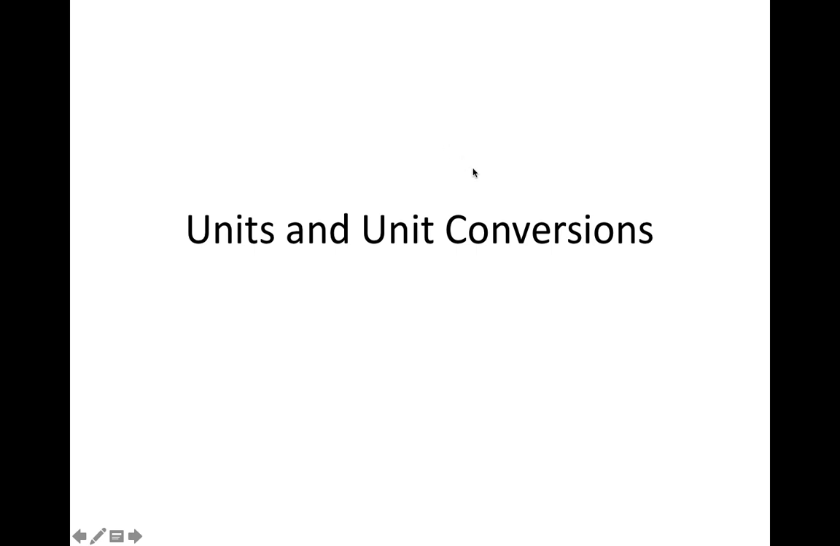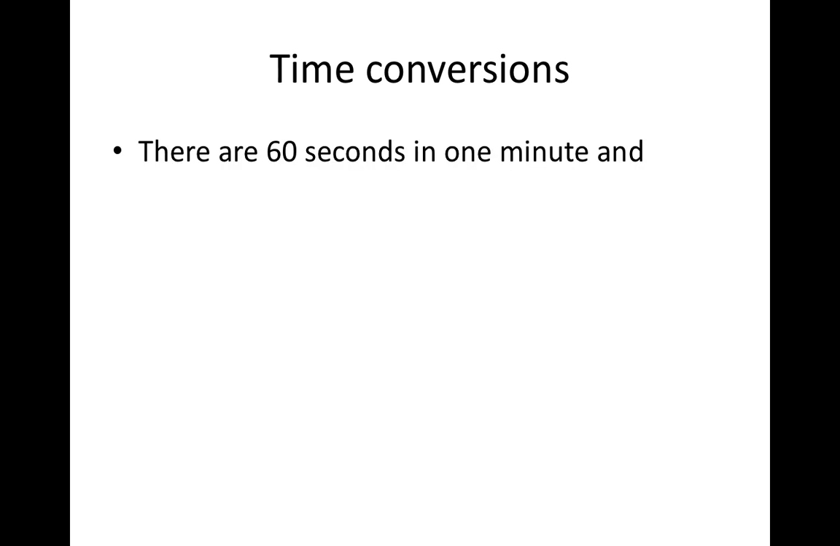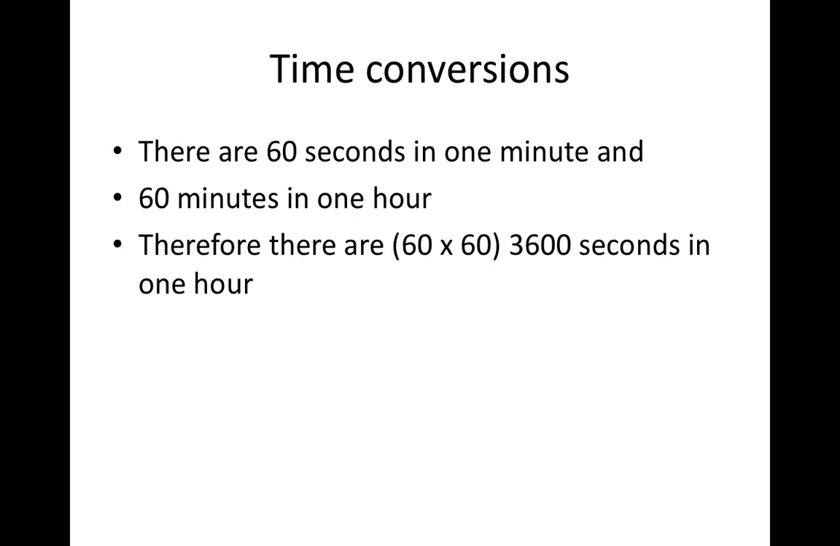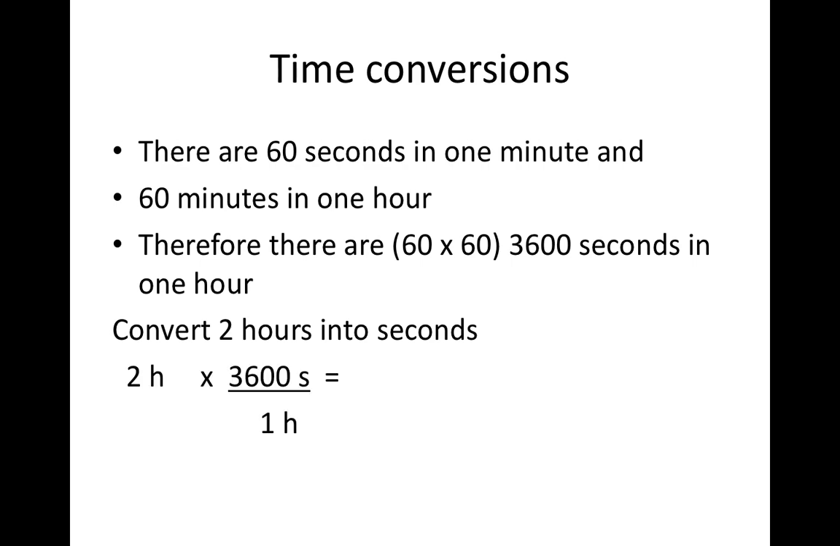Let's begin. First off, let's look at time conversions. There are 60 seconds in 1 minute and 60 minutes in 1 hour. Therefore, there are 3,600 seconds, 60 times 60, in 1 hour. So let's convert 2 hours into seconds. We multiply 2 hours by 3,600 seconds per hour, cancel out hours, and we get 7,200 seconds.